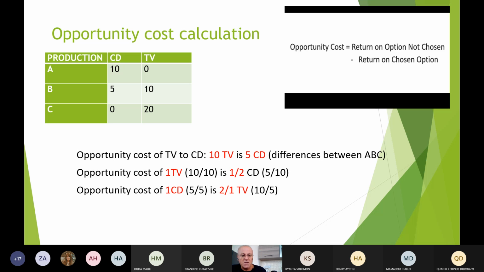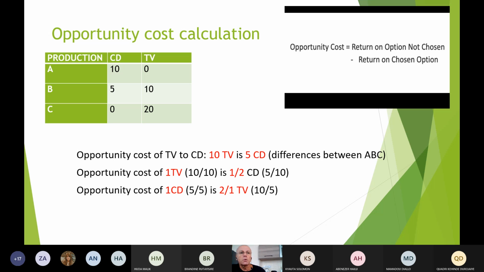Then this is, of course, an indication that one TV is going to be replaced or substituted with half a CD. Therefore, the opportunity cost of these substitutions will help us make some trade determination, or determine our trade capacity regarding these changes with the opportunity cost. The opportunity cost of the CD is 5 divided by 5, which is 10 divided by 5, then gives you 1 CD is equal to 2 TV.